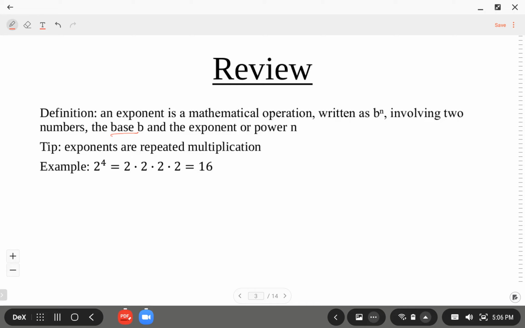Exponents are repeated multiplication, okay? This example demonstrates that. So 2 to the 4th power is basically 2 times itself 4 times, and that equals 16. Now this is very basic. I hope most of you know what an exponent is already, so I don't need to go over this a lot. So let's just start with an easy one.